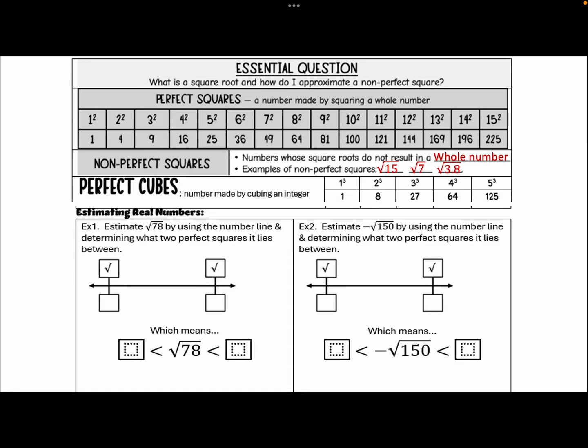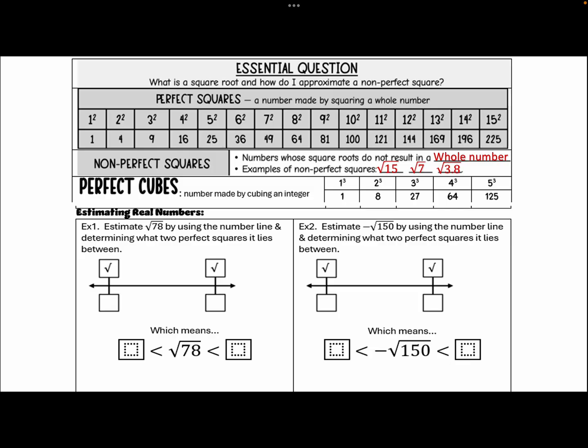Today's lesson, our focus is going to be on irrational numbers and how we can estimate irrational numbers so that we can do a better job of comparing between rational and irrational numbers. So let's go ahead and look at the vocab words up top.